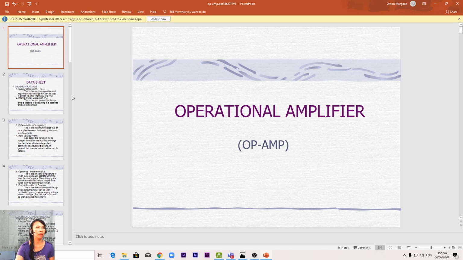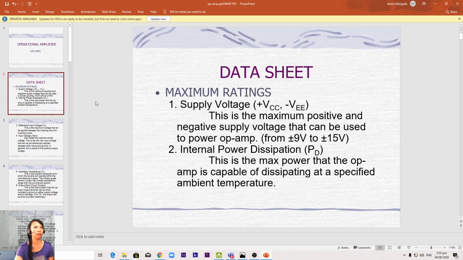So first, we'll have some terminologies for operational amplifier, op amp for short. In this topic, we are talking about the 741 op amp. We'll have that later on, but let's have some terminologies here first.